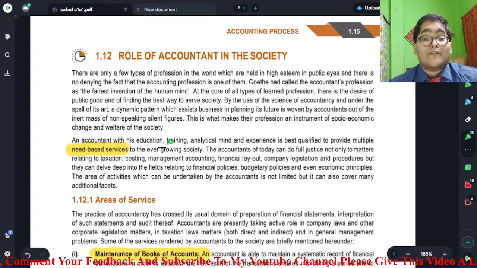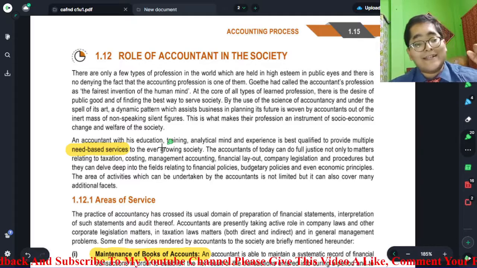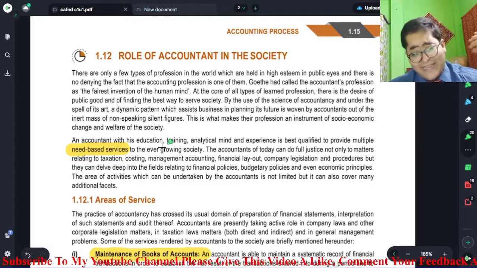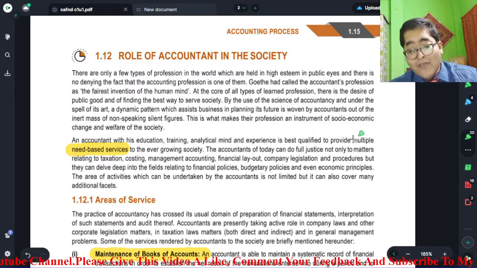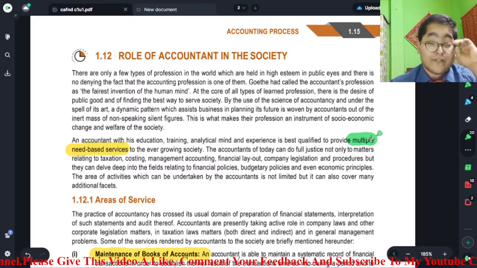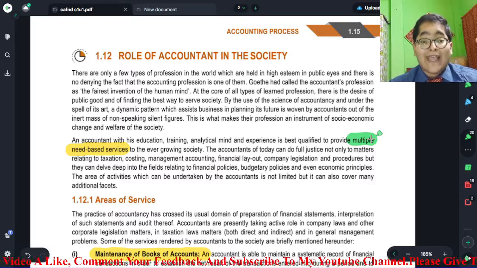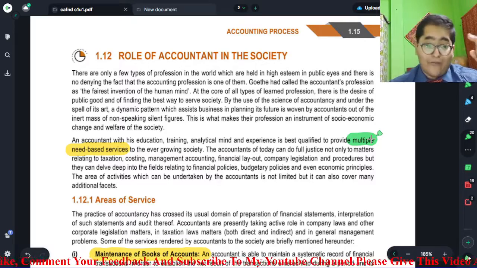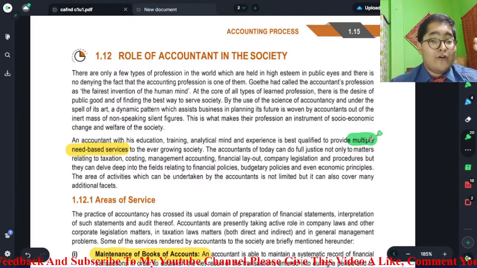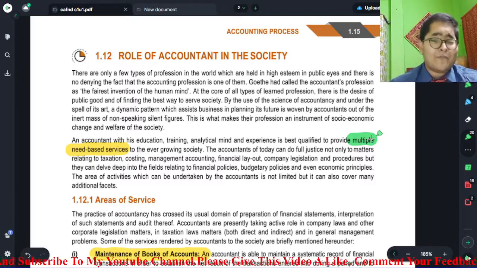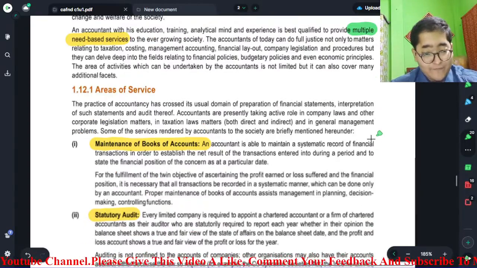An accountant, or a person who has knowledge of accounts or accounting of a business entity, can give multiple need-based services, right? For example, an accountant can give you financial services, can be your bookkeeper to record the transactions, can be your financial analyst, can be your banker. So any accountant can provide multiple need-based services.